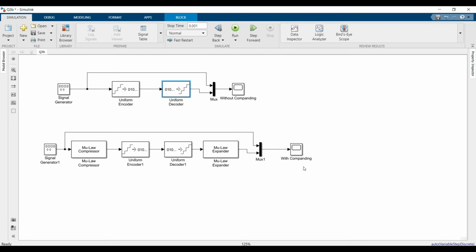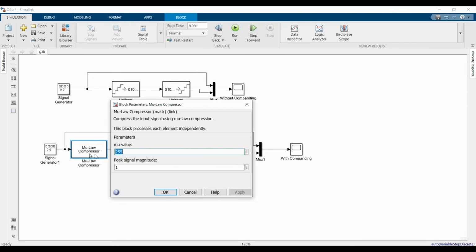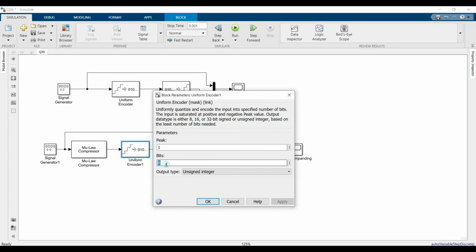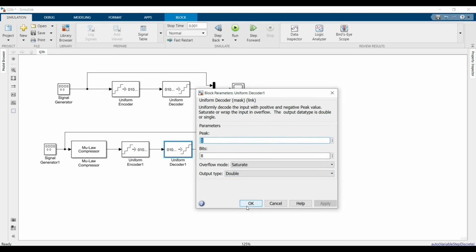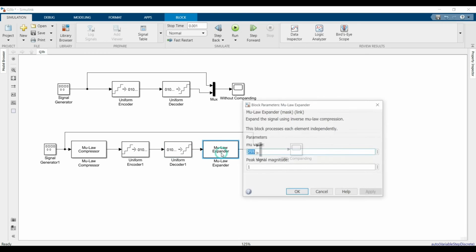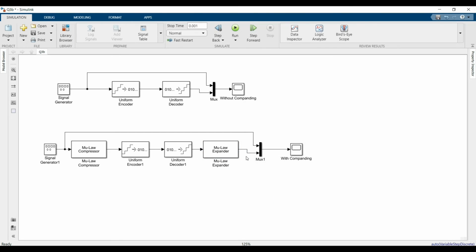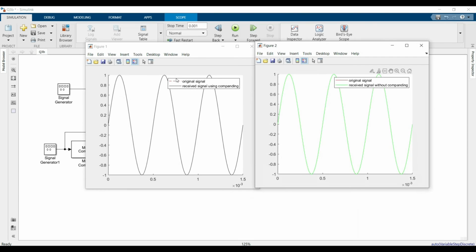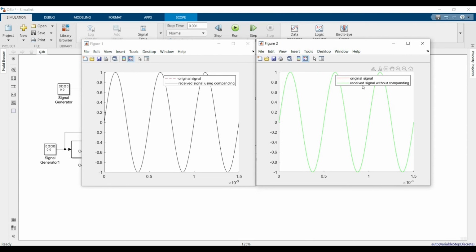And here is our quantized signal with companding. We will generate a 2 kHz sinusoid, and then we will pass it into the mu-law compressor with the mu value 255 with the peak amplitude of 1. Then we go to the uniform encoder with 8 bits and the uniform decoder with 8 bits also. Then we will expand our decoded signal at the receiver side with the mu value 255 and the peak amplitude of 1. Then we'll multiplex our quantized signal with our message signal. Also, we will set our stop time to 0.001. When we run it, we will get our quantized signal with companding and without companding.